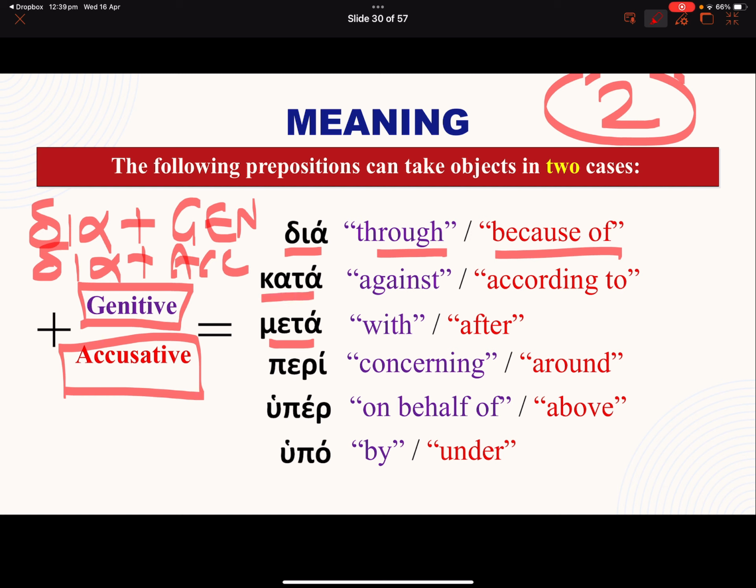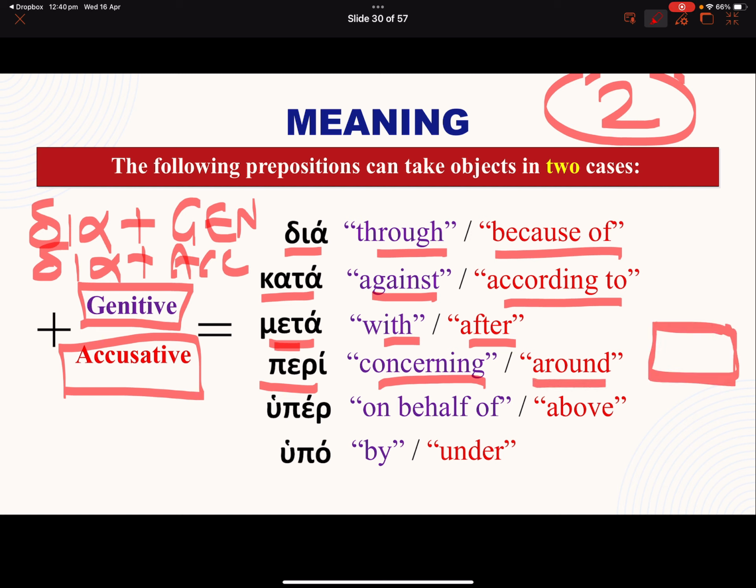Kata, when kata is followed by the genitive, it means against. And when it's followed by the accusative, it means according to. Meta, we already saw, when it's followed by the genitive, it means with. And when it's followed by the accusative, it means after. Peri, when it's followed by the genitive, means concerning. When it's followed by the accusative, it means around, like perimeter. Huper, followed by the genitive, means on behalf of, and followed by the accusative, it means above. It's almost like where we get our idea of hyper from.